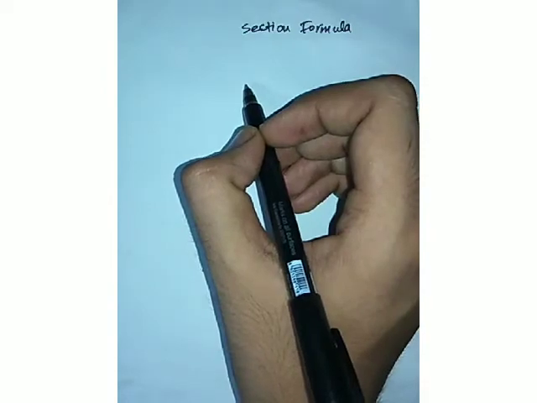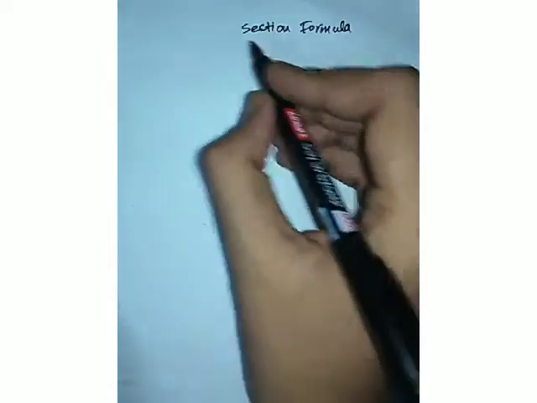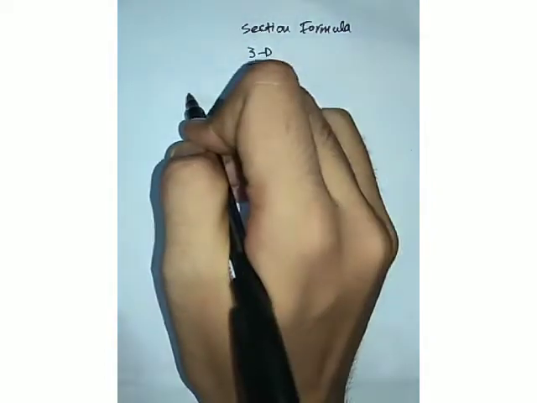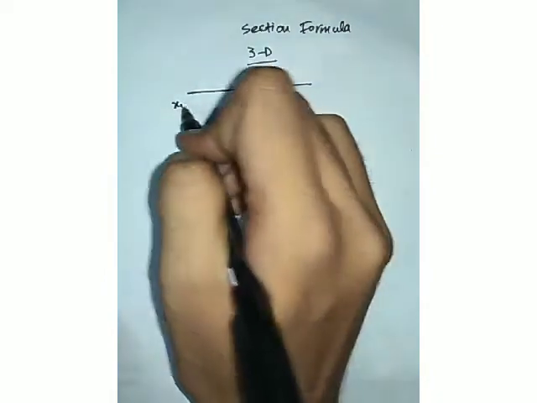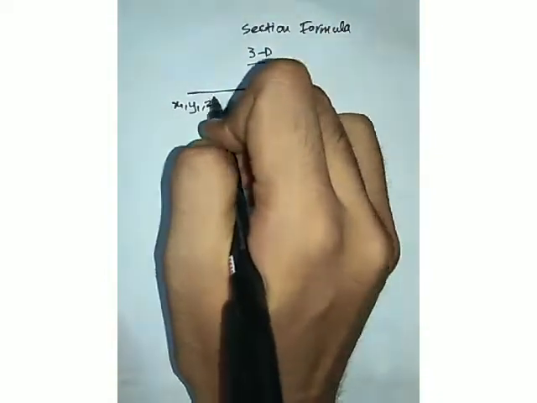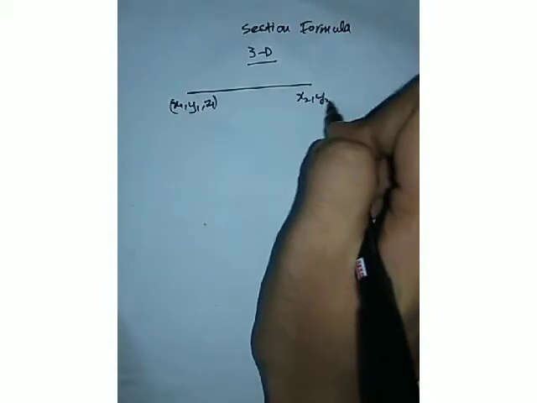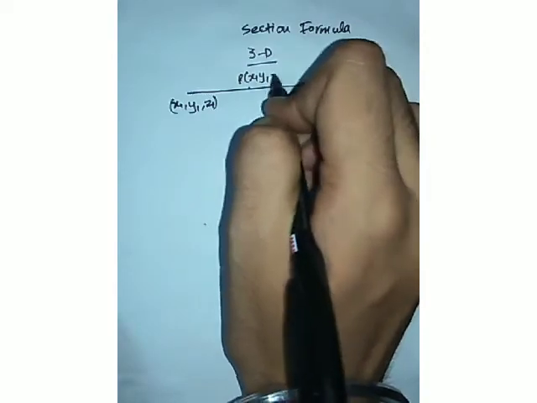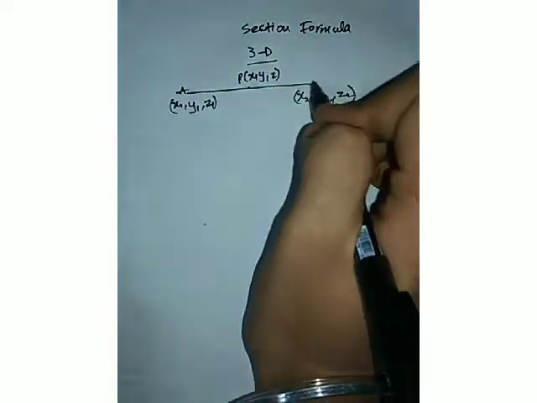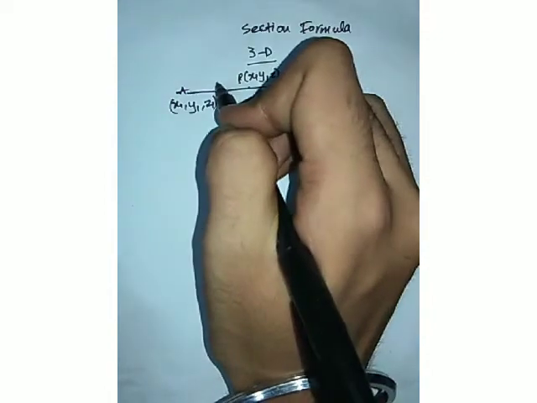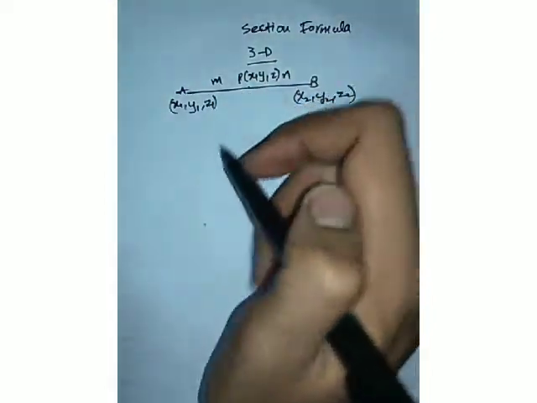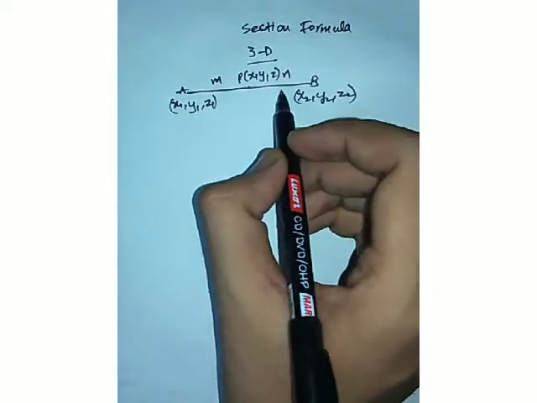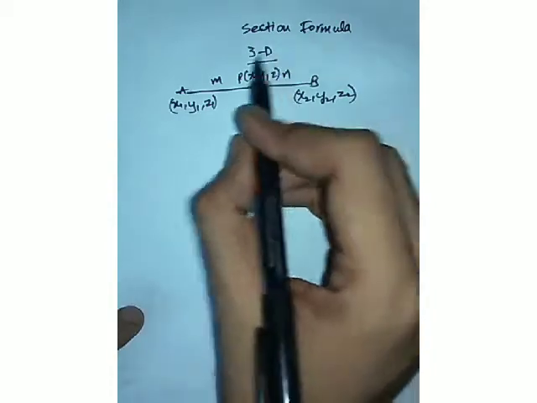So the section formula in 2 dimensions is already explained in 10th class, but we are now talking about 3 dimensions. So for example, consider 2 points. The coordinates are x1, y1, z1 and x2, y2, z2. Consider a point P. The coordinates of P are x, y, z, and P is dividing the line AB into 2 sections of ratios m and n. So you have to find basically the coordinates of the point which is dividing the line into 2 parts.